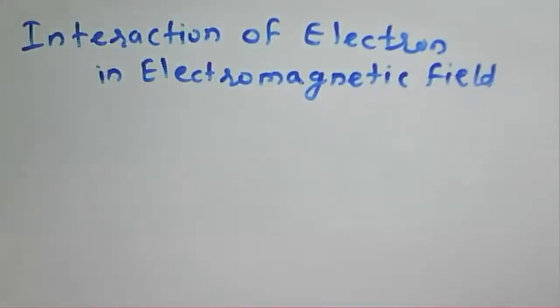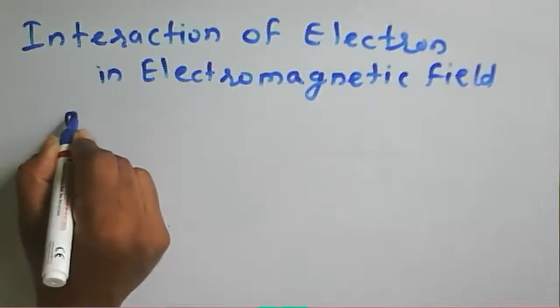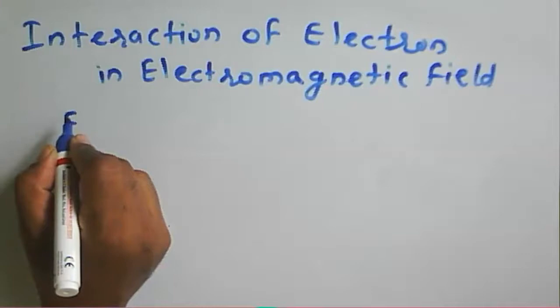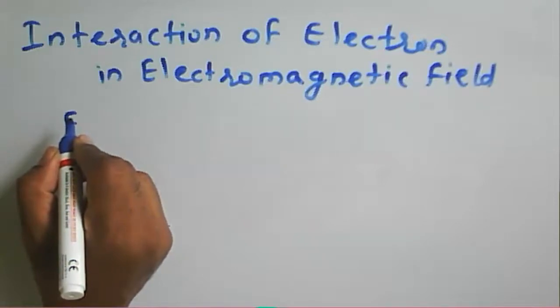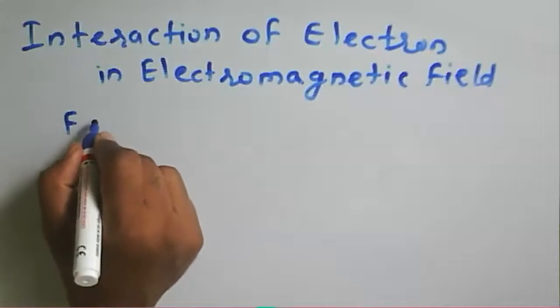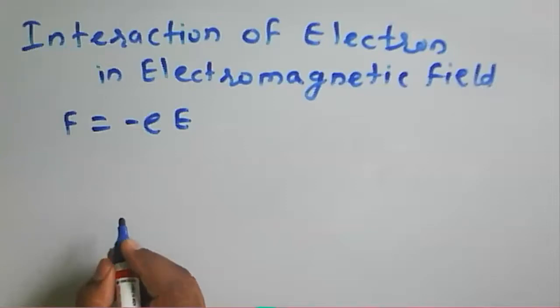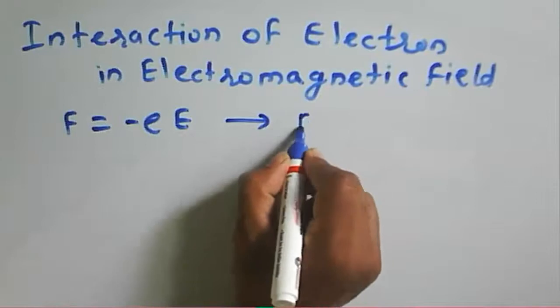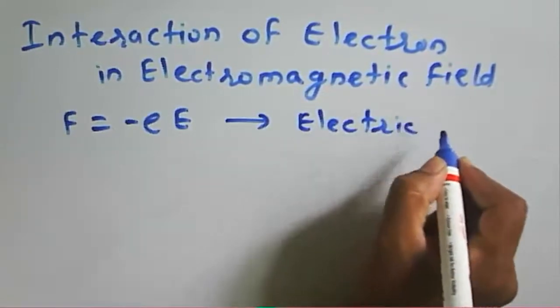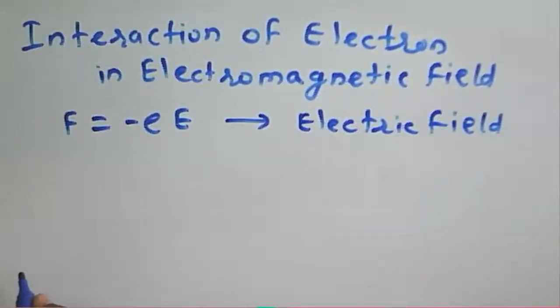Welcome back again. We have seen the interaction of an electron in an electric field, and through that we say the equation of force when an electron interacts in an electric field. So we can write F is equal to minus E into E here, because both are vectors.